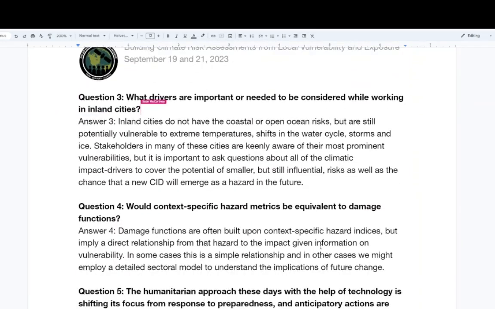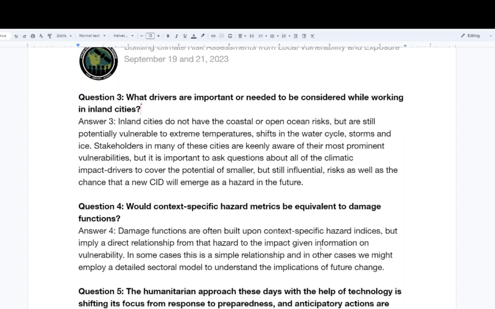Great. Question number 3, what drivers are important or needed to be considered while working in inland cities? So inland cities are unique in the sense that they don't have the coastal or open ocean risks, but of course, all of those other climatic impact drivers may be relevant.